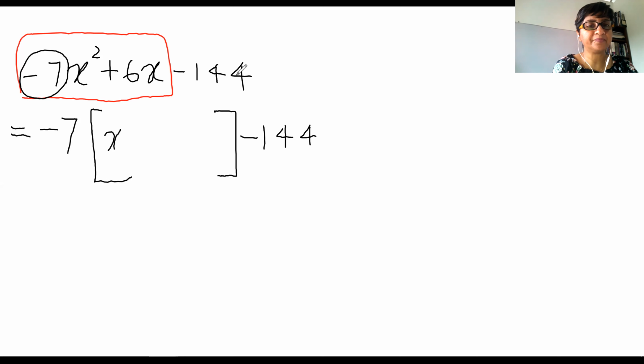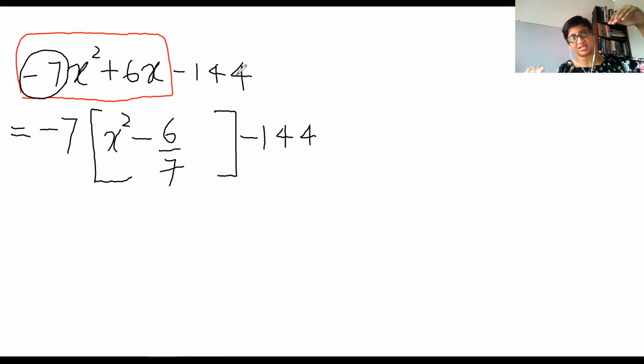X squared minus, I hope you're able to work that out, 6 divided by 7, because I took a 7 out, you put that in the denominator, then it will cancel out and give your 6x back. And I put a minus because minus into minus, I need to get a plus 6x back, right? Hope that step is clear. I simply factored -7 out of the first two terms.